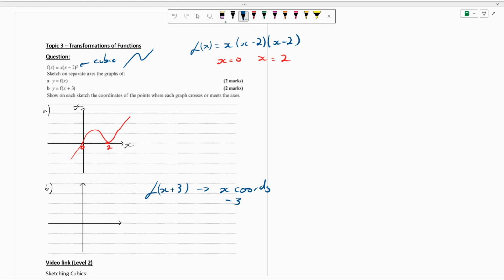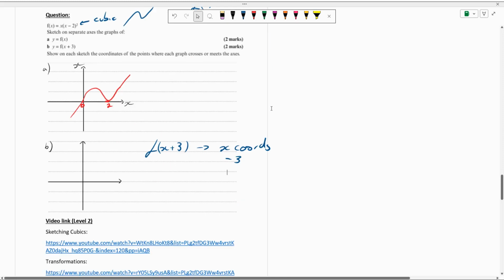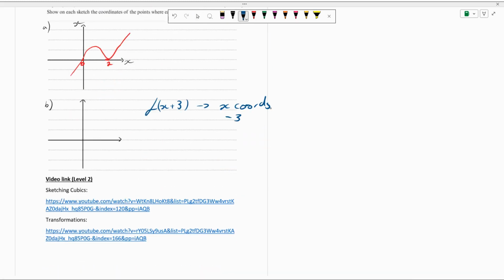So all that is going to do is pick up my whole graph and shift it 3 places to the left. So instead of crossing at 0, it's going to cross at minus 3. And instead of touching it at 2, it's going to touch it at minus 1. Actually, let me get rid of my minus 3 so I can draw through it.